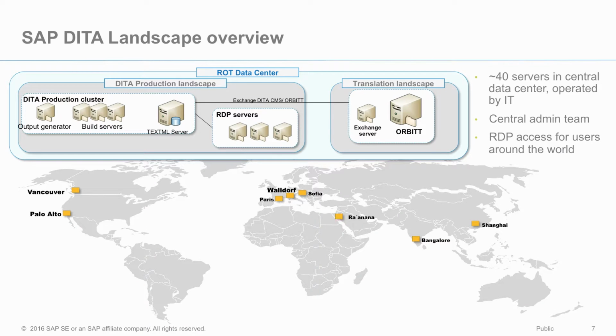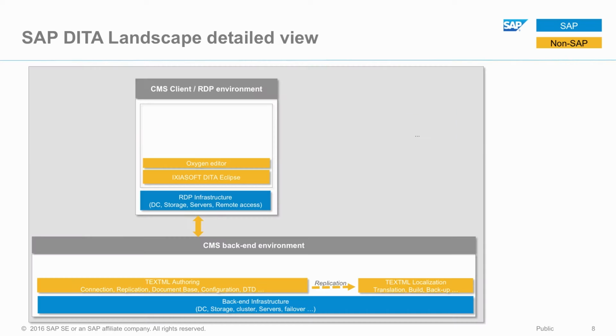In terms of landscape, we have a central infrastructure located in Germany, in Waldorf, with some impressive numbers here: more than 40 servers to deal with the infrastructure and with this growth, operated by IT teams. We have a central admin team, and the end users have access to this landscape through RDP remote connections.